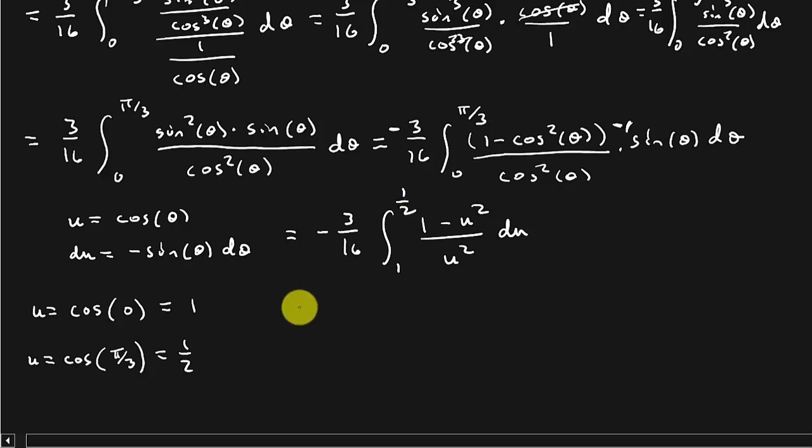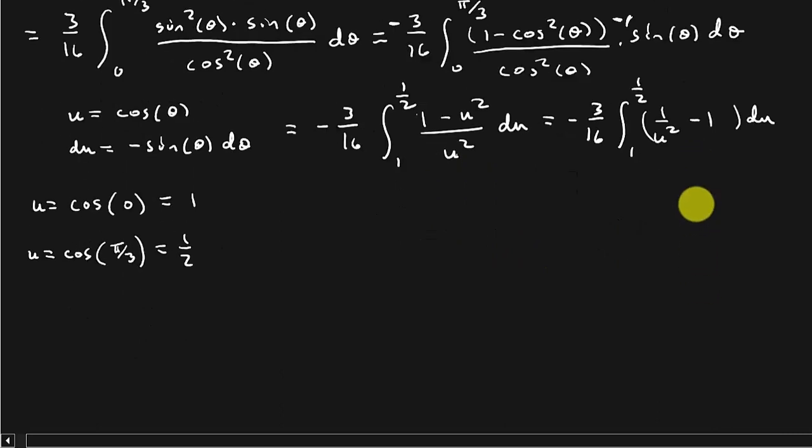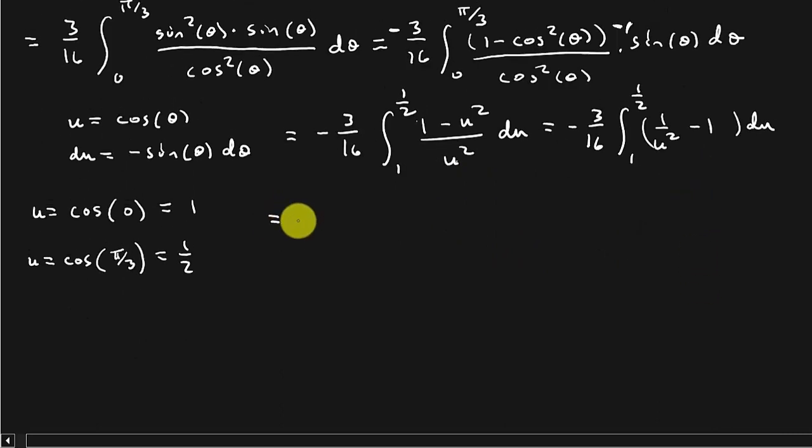All right, so now let's see what we've got. We've got -3 over 16, 1 to 1/2, and I'm going to split this up. This is 1 over u squared minus 1 du. See, that's 1 over u squared minus u squared over u squared. u squared over u squared is 1. And so this is going to be -3 over 16 integral 1 to 1/2 of u to the negative 2 minus 1 du.